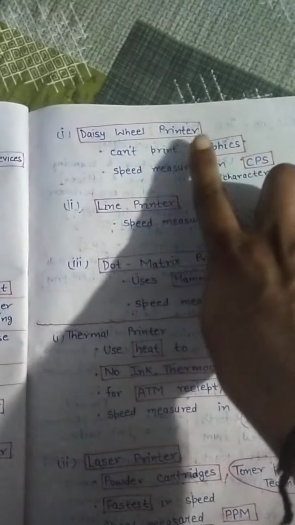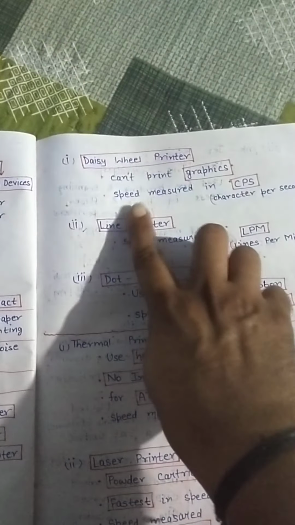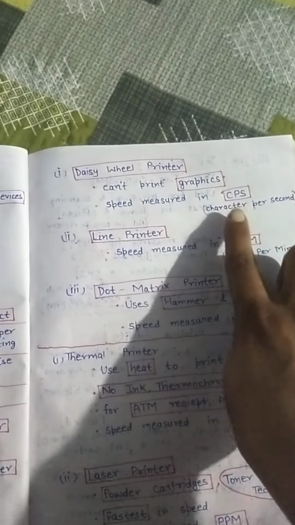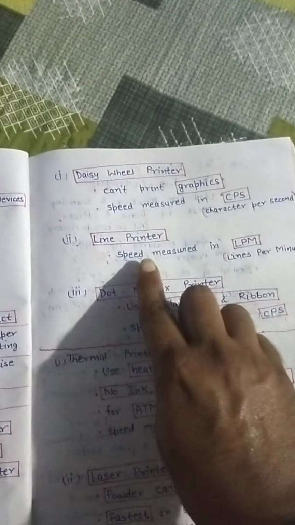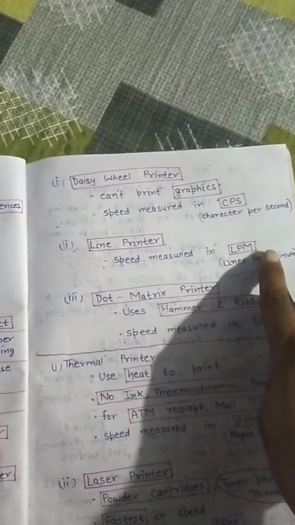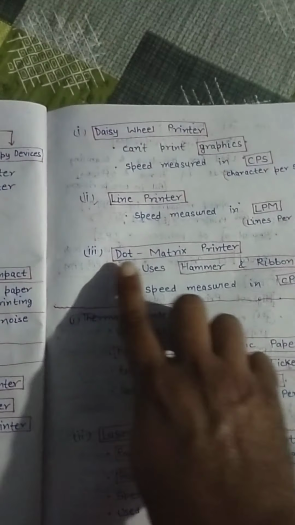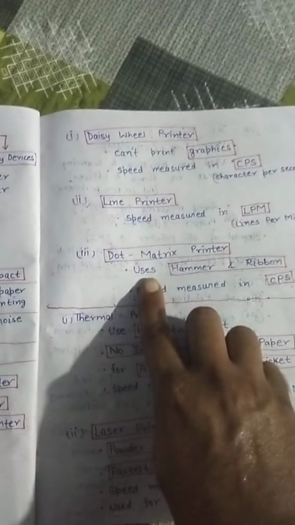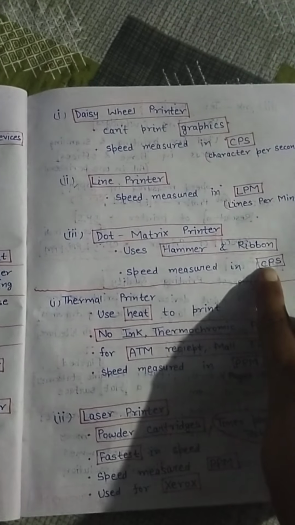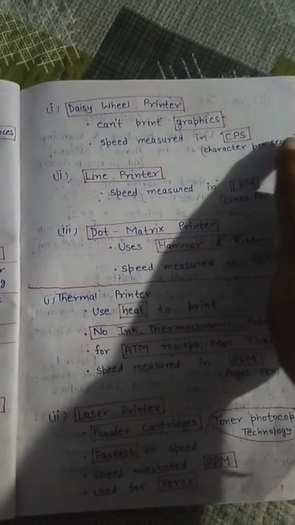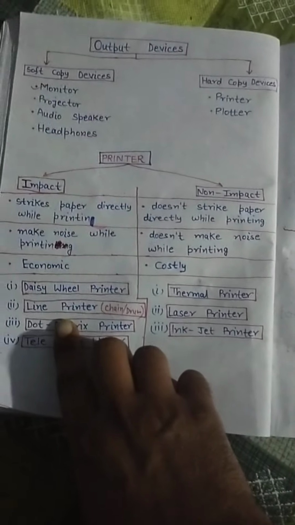First, daisy wheel printer. It can't print graphics. Its speed is measured in CPS, characters per second. Second, line printer. Its speed is measured in LPM, lines per minute. Next, dot matrix printer. It uses hammer and ribbon. Its speed is measured in CPS, characters per second. Now, that was all about impact printers.